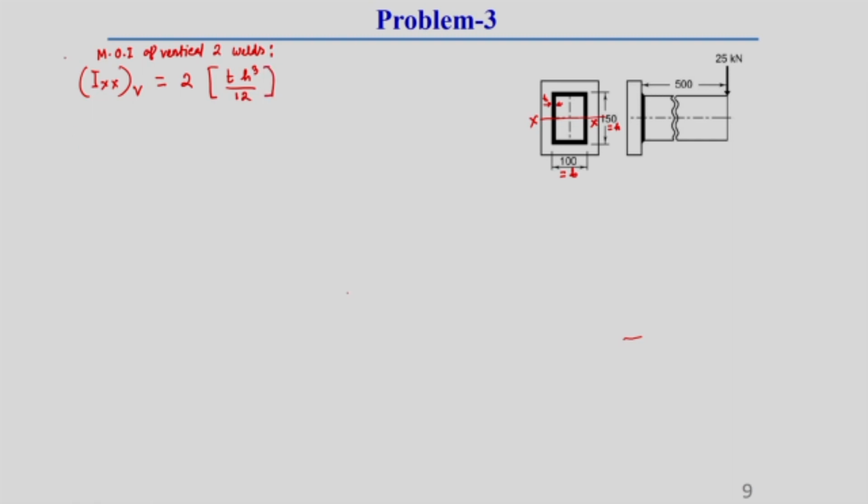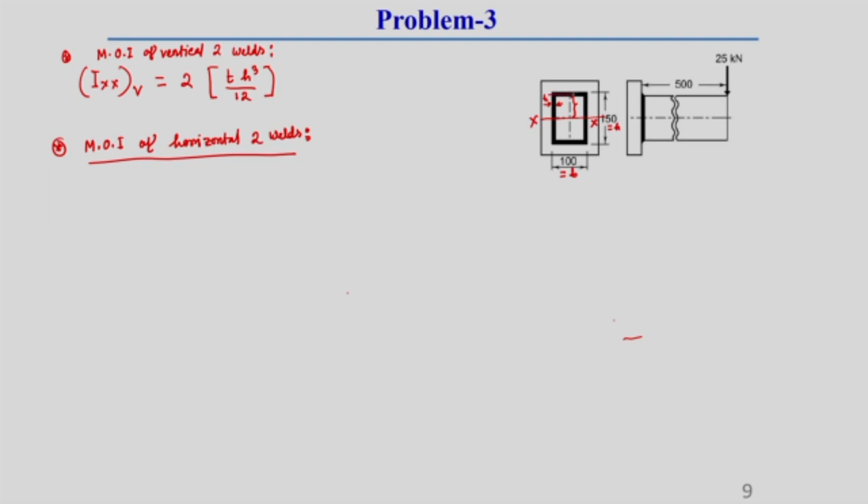Now, this is the moment of inertia of the vertical weld. Now, the moment of inertia of the two horizontal welds. Here we have to use the parallel axis theorem, because you see there is a distance between the horizontal weld and its x axis.